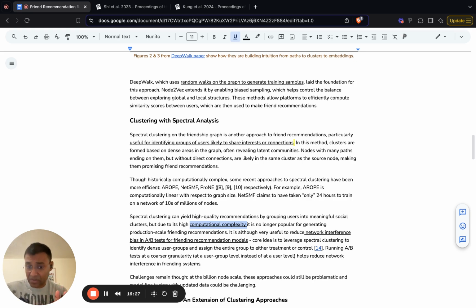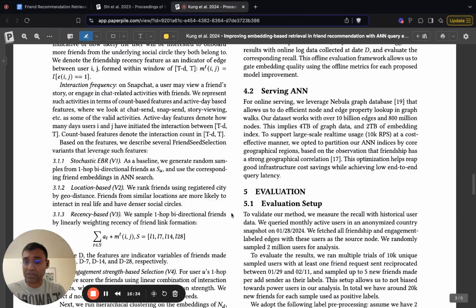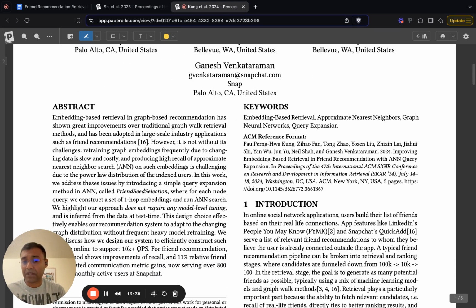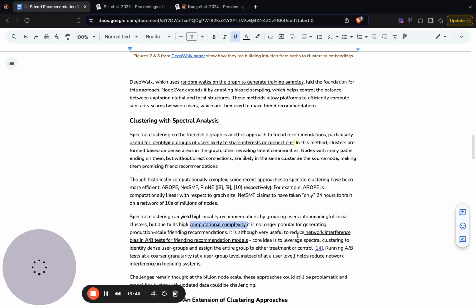But this idea of social clusters we will retain. In fact, that was built upon by a very recent paper from Snap in 2024. We will very briefly cover it.